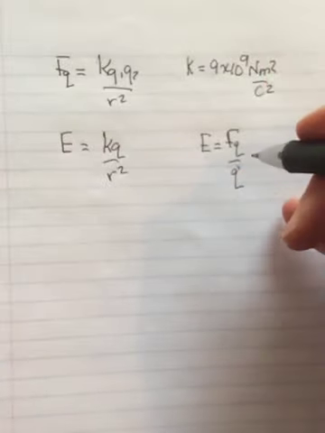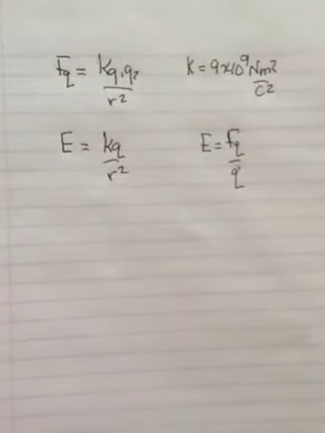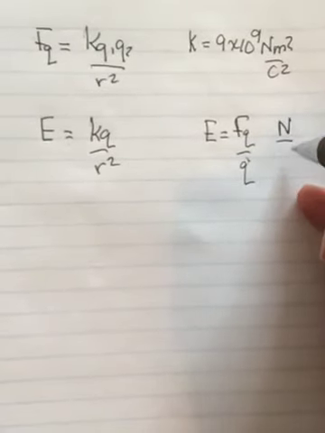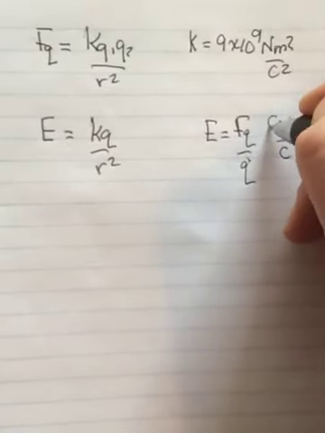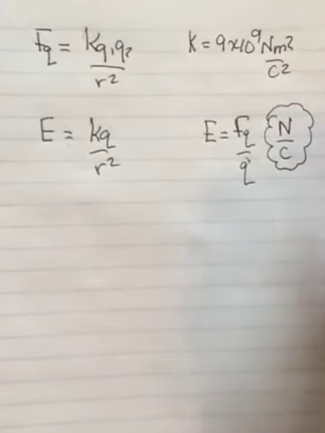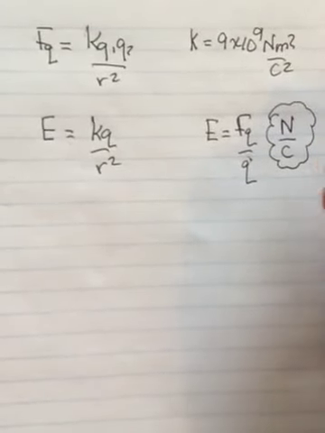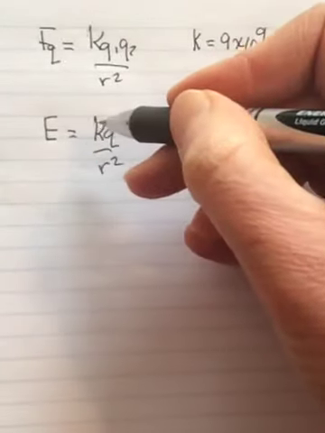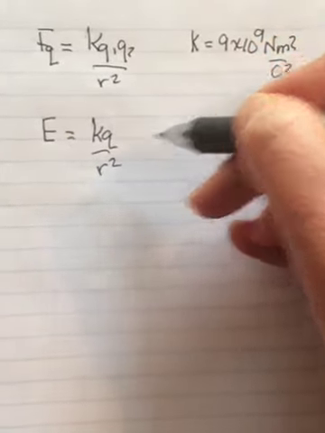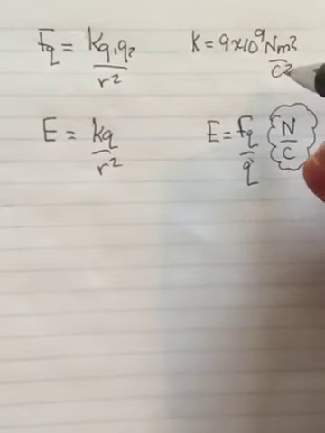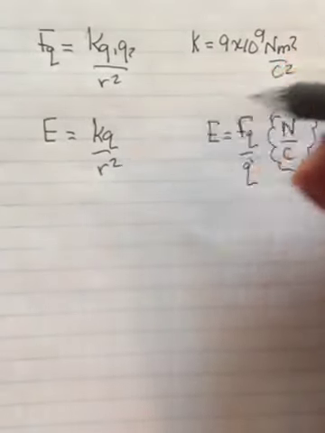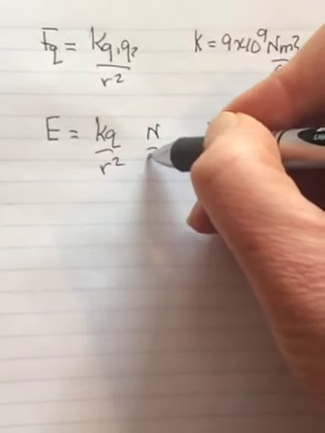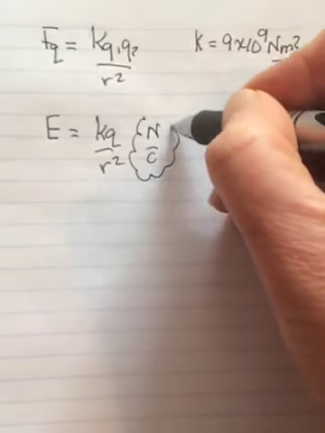Okay, what is electric field measured in? Well, force is measured in newtons, so this has to be in newtons. Charge is measured in coulombs, so electric field is measured in newtons per coulomb. There's not a name for that, it's just newtons per coulomb. If we did the same thing over here, we'd have newton meters squared per coulomb squared times just 1 coulomb, so there'd be 1 coulomb left on the bottom, and the meter squared would cancel with the r's, and again we'd be left with newtons per coulomb.